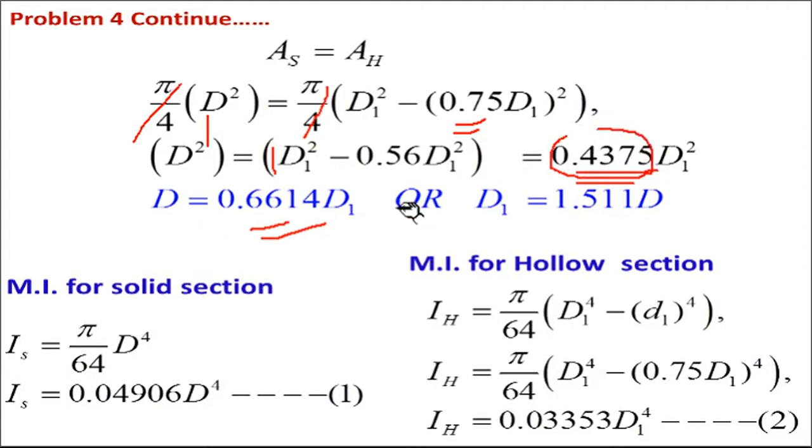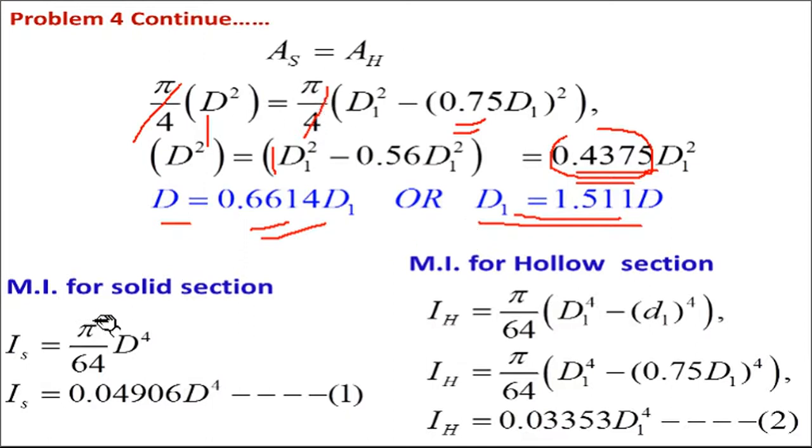If you want to write d1 equal to, it will be 1 divided by 0.6614, and you will get the relation d1 equal to 1.51 D. You can either write capital D equal to or small d1 equal to, because you have to use this relation in the next step. So this is about having the same area.